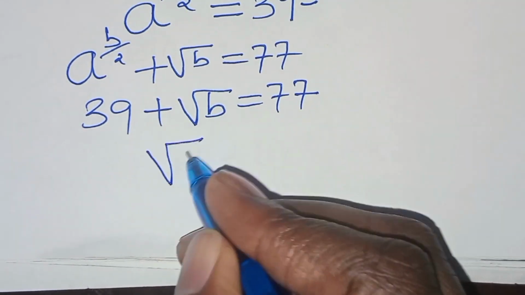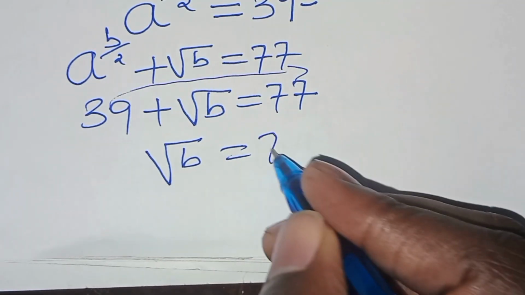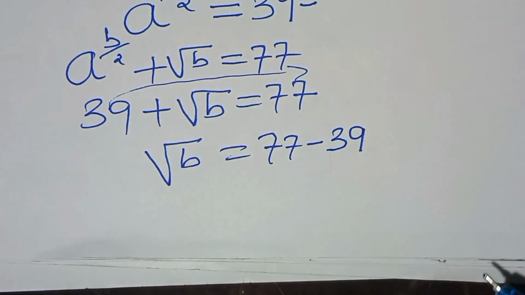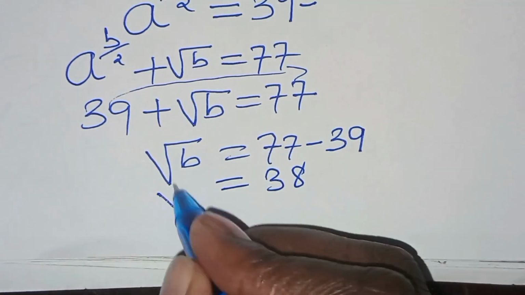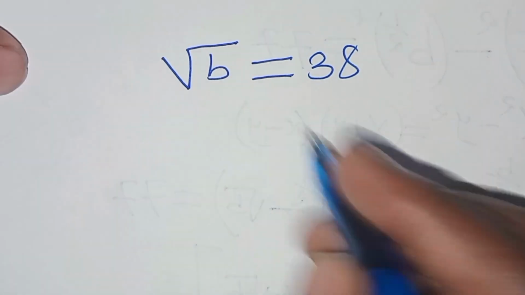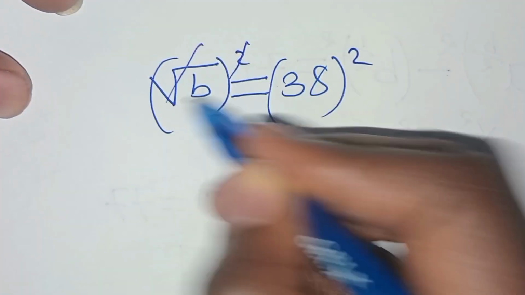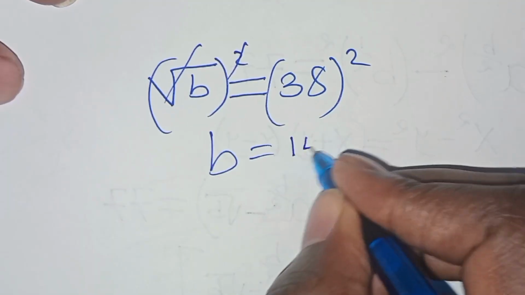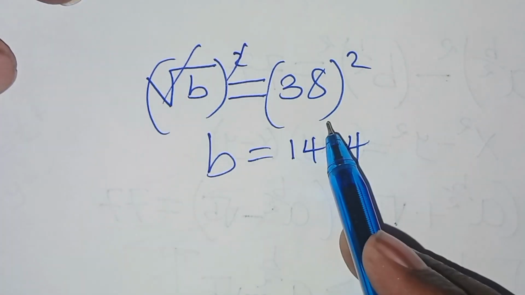So square root of b will be equal to, let's take 39 to the right hand side. So here we'll have 77 subtract 39, and this is equal to 38. So the square root of b is equal to 38. We square both sides, so that b will be equal to 38 squared. This is 1444. So this is the value of b.